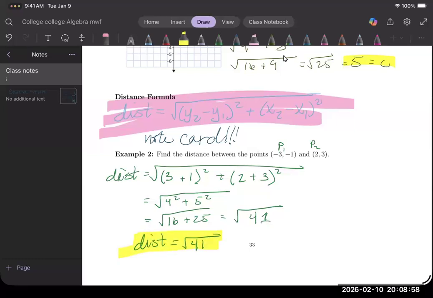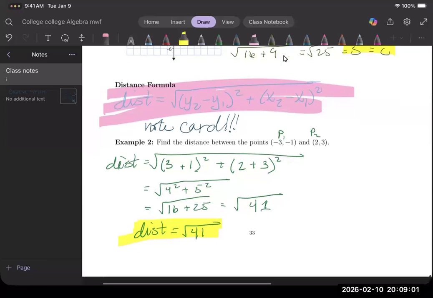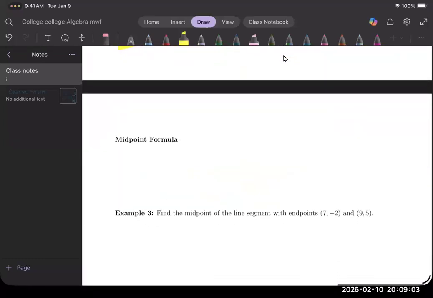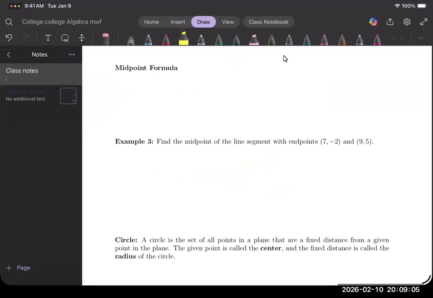Yay, you. I'm so proud of you. That's it. Distance, plug and chug. Midpoint formula. The midpoint formula doesn't have as exciting a background story. But since it's midpoint, just think midway through the middle of the points. So midpoint is just the average of the 2 points. So it's x sub 1 plus x sub 2 over 2, y sub 1 plus y sub 2 over 2. That's it. It's literally just the average of the 2 points.